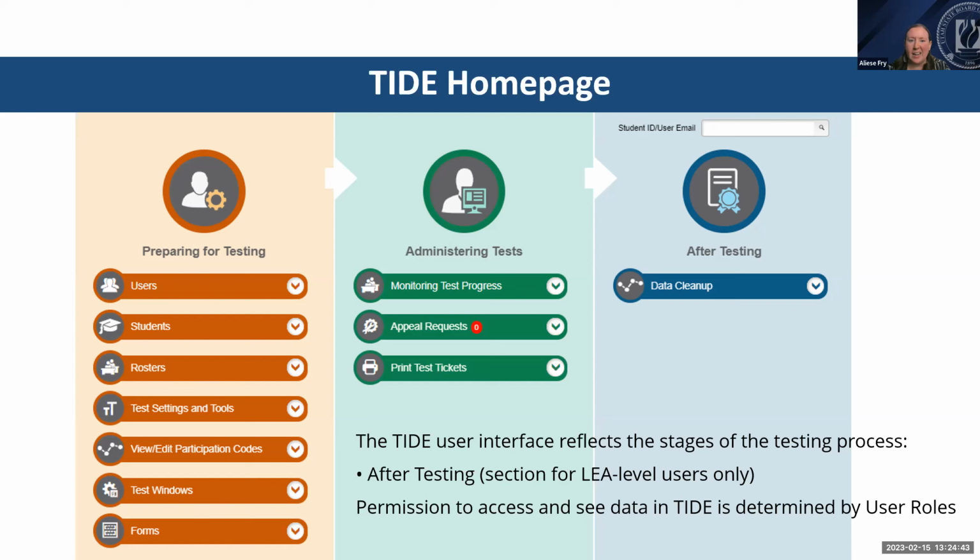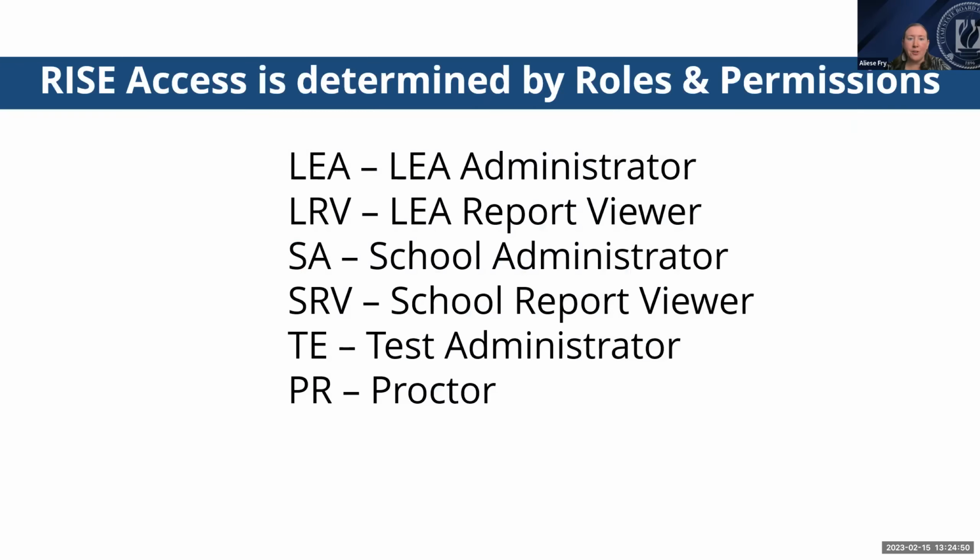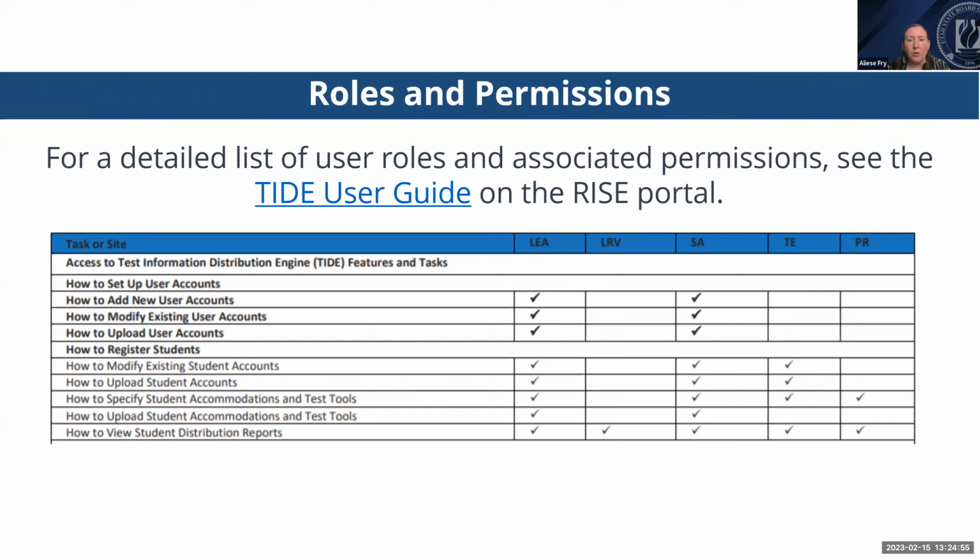Permissions for accessing data and viewing other information in TIDE is determined by your user role. There are 6 different user roles within the system, and those 6 different roles have different permissions associated with them. This is just a sample screenshot from the TIDE user guide that gives you an idea of how those permissions break down. For example, an LEA administrator can perform tasks that are not available to a teacher level user. You can also see here that LEA and school administrators are granted more permissions than teachers or proctors.